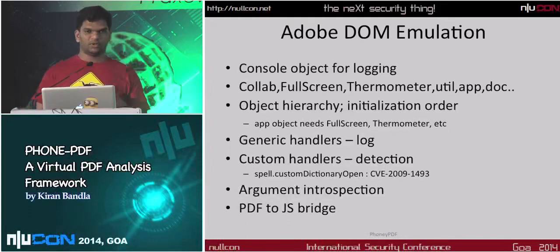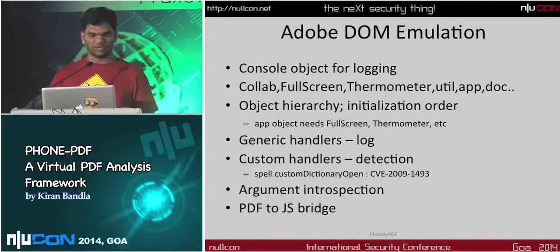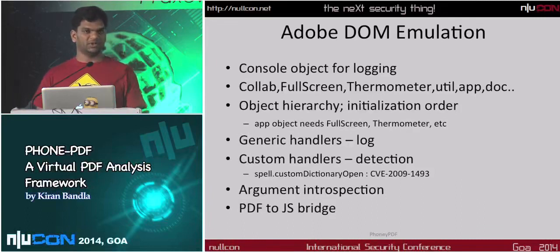But most of the implementations have generic handlers. They just log stuff to stdout or to log files. But for stuff that I'm interested in, I actually write specific handlers. For example, the spell.customDictionaryOpen function, which was used for that CVE, I have a custom implementation. So if JavaScript ever calls that function from inside a PDF, I would log it, and I would actually log the arguments and other things related to it. But for, let's say, other functions, like a spell.xyz function which you have no idea about, that will have its own generic handler, which will just log to a file.